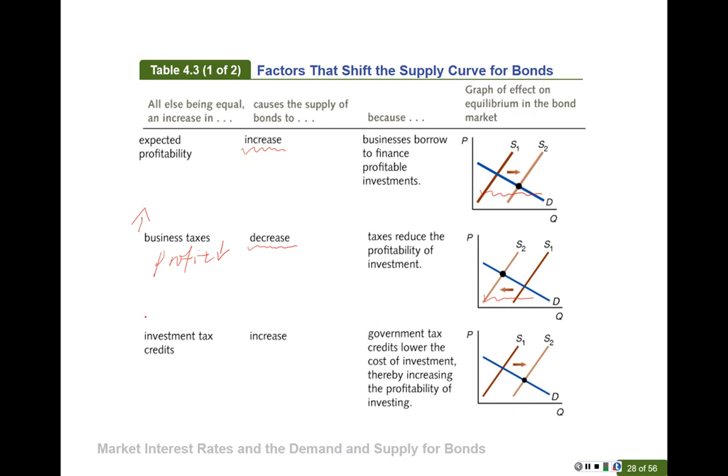Investment tax credit. So this is related to tax as well, but a tax credit means what? It means if your company makes an investment, part of the money you spend could be tax free. So the government gives your company an incentive to make more investment. As a result, are you going to carry out more projects? Yes. So in order to finance the projects, you have to issue more bonds. So that's the reason bond supply will increase, which shifts the bond supply curve to the right.